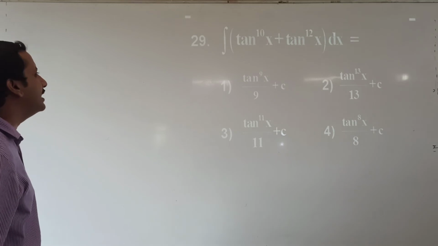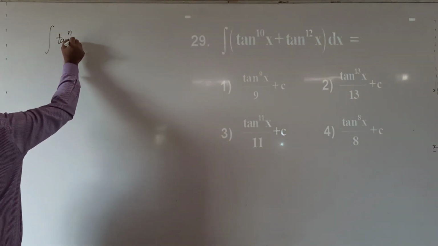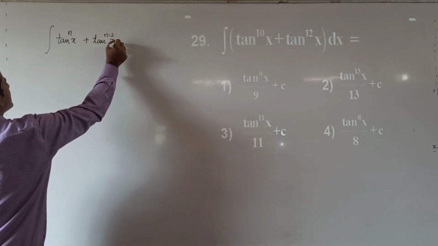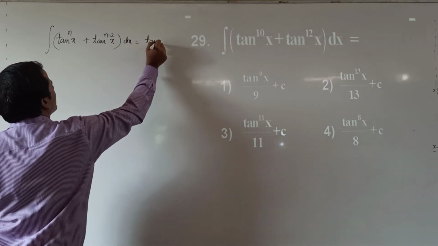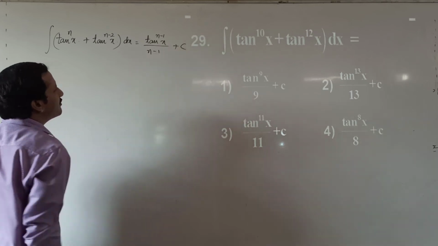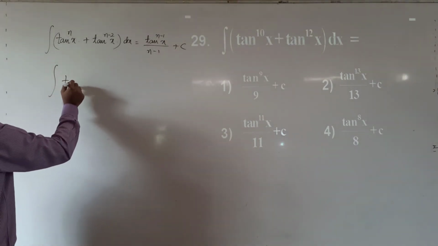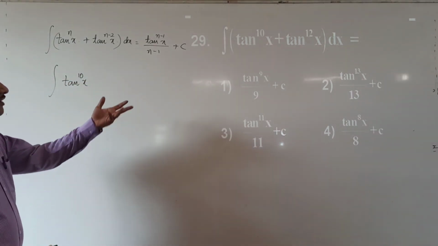Then integral of tan power 10x plus tan power 12x. You know this formula. Integral of tan power n x plus tan power n minus 2 x dx is equal to tan power n minus 1 x by n minus 1 plus c. Remember this formula. I think some of you don't know, or should I say most of you don't know, then what can we do?